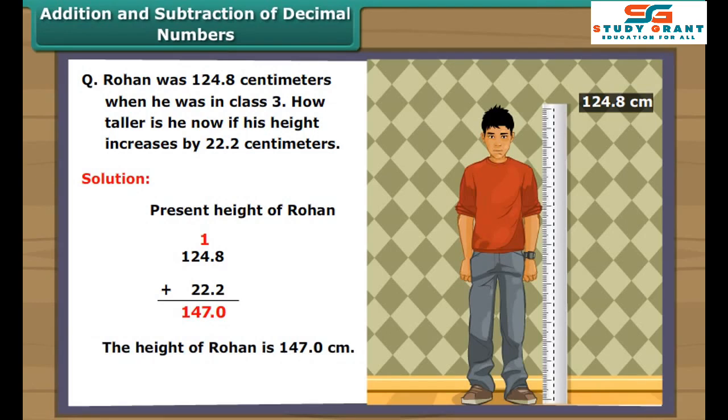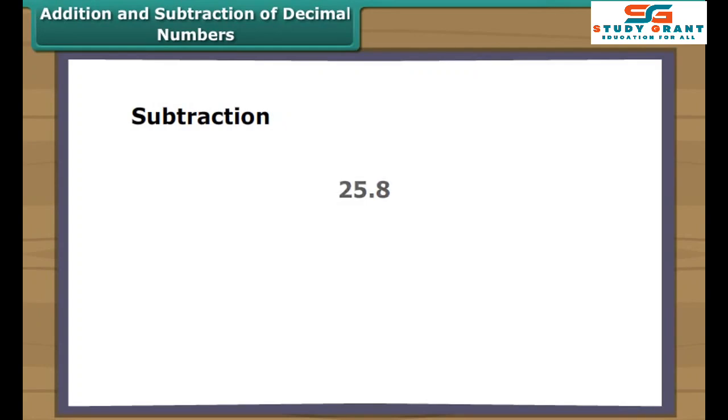147.0 centimeters. Similarly, we can subtract one decimal number from another. Here we subtract first the digits at the right side of the decimal, followed by those at the left side.